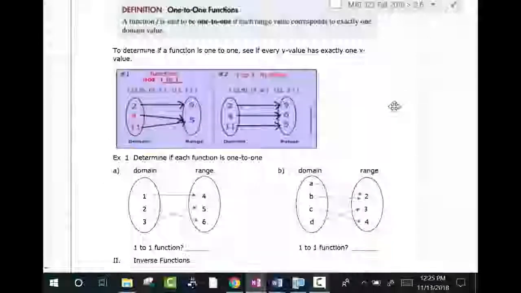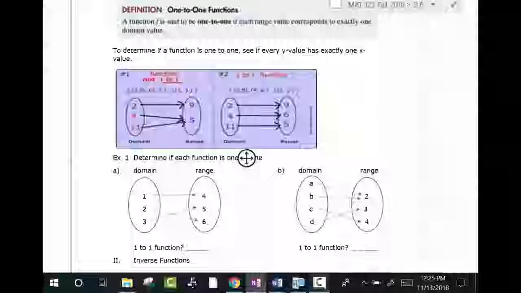So I'm going to introduce you to something that you probably don't have to know that much about in this class: what a one-to-one function is. The reason I want to introduce this is because a log is an inverse of an exponential function. So in order to understand that, you at least have to understand what a one-to-one function is, okay? A one-to-one function is real simple.